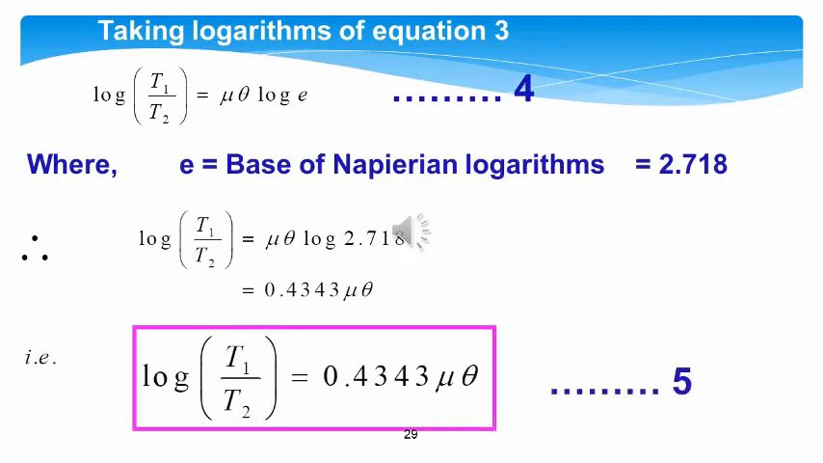Now further reducing the previous equation by using logarithmic basis, we get log T1 by T2 is equal to 0.4343 mu theta.